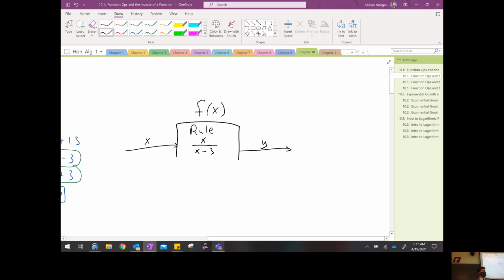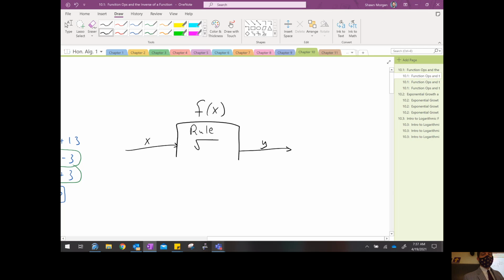What number would mess that rule up? 3. If I tried plugging in a 3, right here comes 3 along the conveyor belt, and all of a sudden it slams into the door, because we don't let 3 in, since it would mess up the fraction. It would have a denominator of 0. That's undefined.